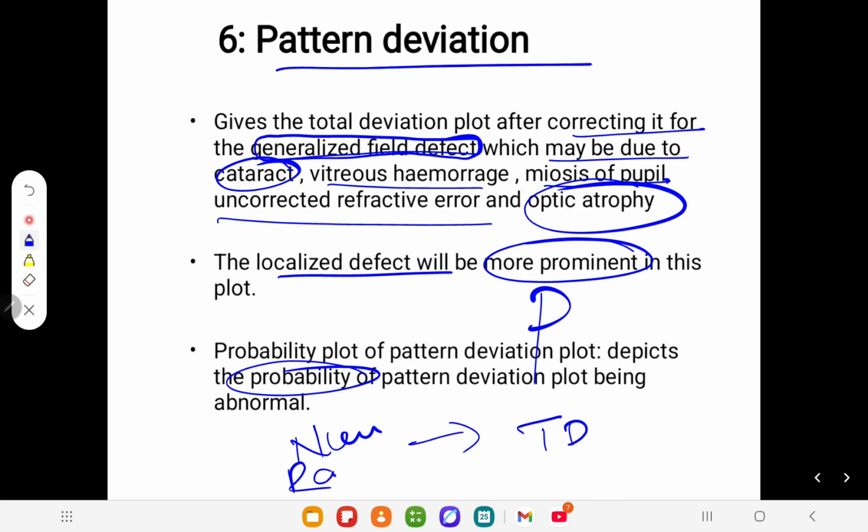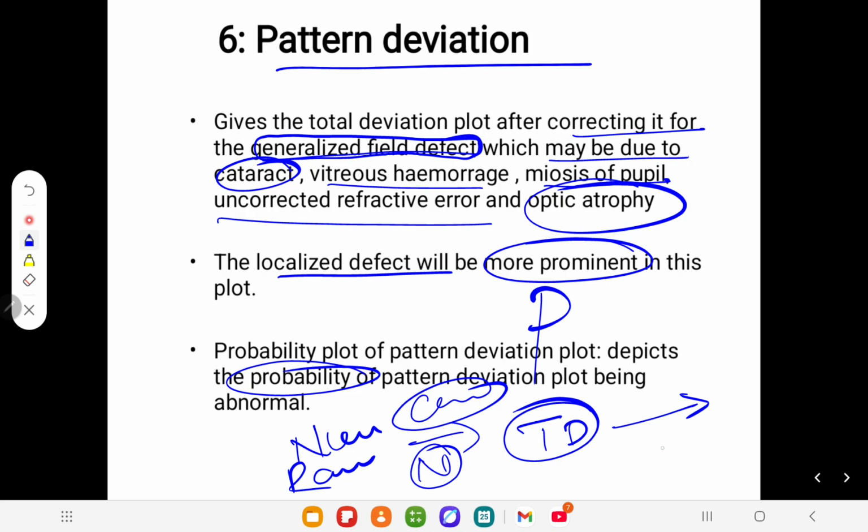Another thing you must understand: numeric data give rise to the total deviation numeric plot, isn't it? Raw data give rise to the total deviation numeric plot by what process? By comparing with age-normal data, age-matched data, so it is compared with the normative data. Then from the total deviation numeric plot, we calculate the pattern deviation numeric plot, isn't it?